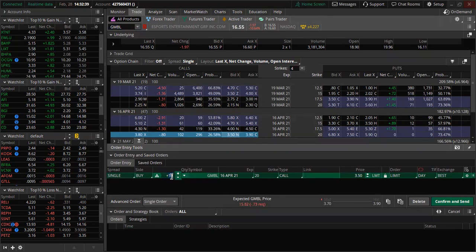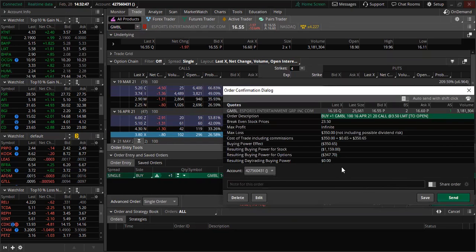So if I do one contract, then we're going to be looking at 100 shares of Gamble. So it's going to be about $1,000? No, 350. So $3.50 times 100. The cost of trading, including commissions, that's your total price right there. You pay 65 cents to basically get in that trade, but you're paying 350 for the 100 shares of the Gamble stock.